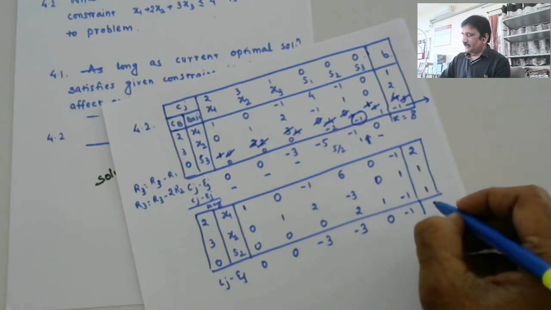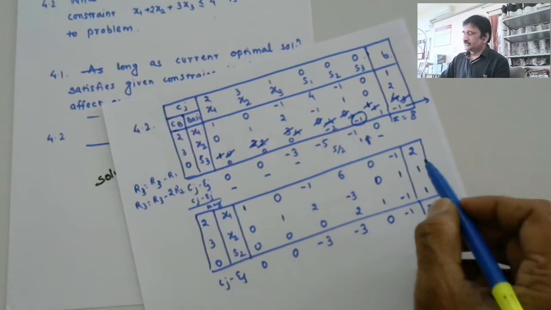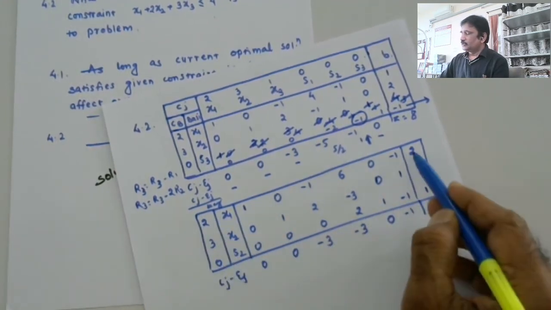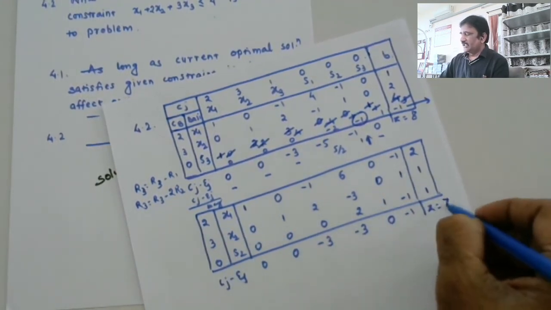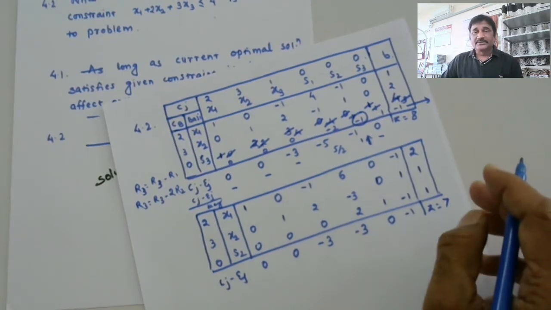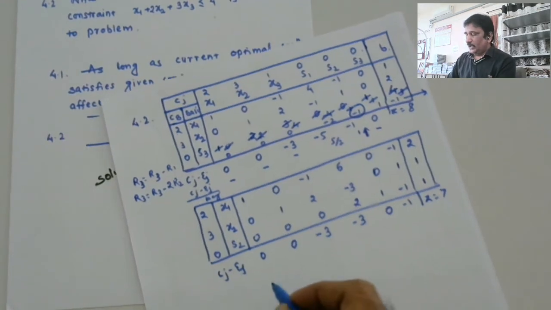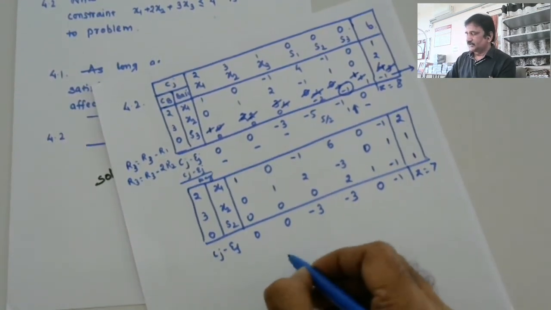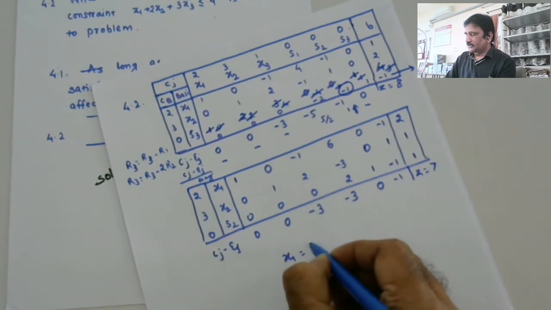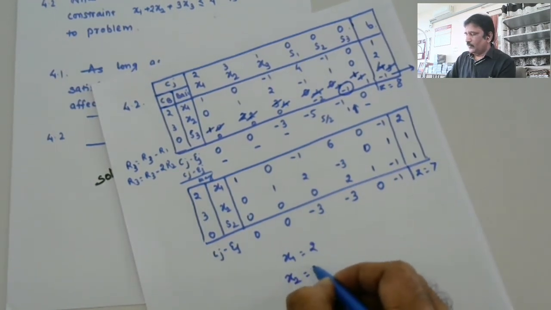All Cj minus Ej's are less than or equal to 0, and all B column values are positive. And finally, Z, let me point that out. Z comes equal to 6, 2 into 2 is 4, plus 3, 7. The Z value has reduced, and that is the effect of the constraint. Constraints will always reduce it if they become effective. Their role will be to reduce the value of Z, right? So constraints have played their role, and your optimal solution is now x1 equal to 2, x2 equal to 1.